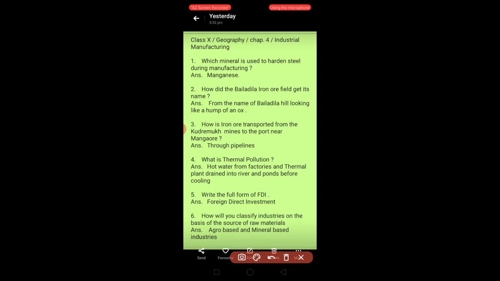Your next question is, write the full form of FDI, that is foreign direct investment. How will you classify industries on the basis of the source of raw materials? Agro-based industries and mineral-based industries.